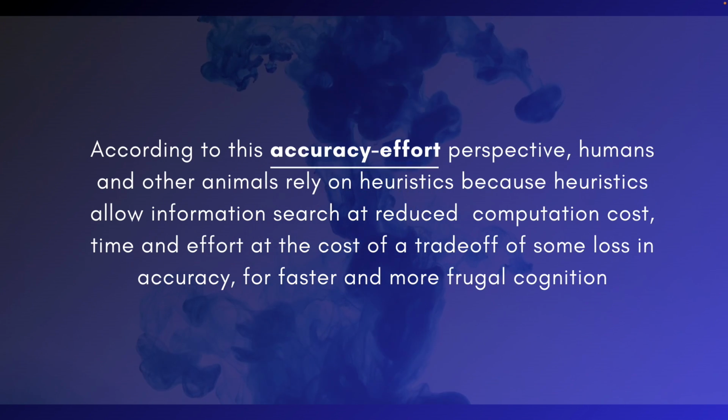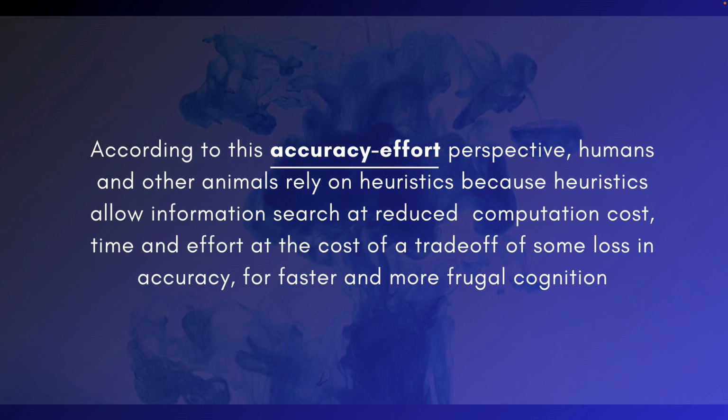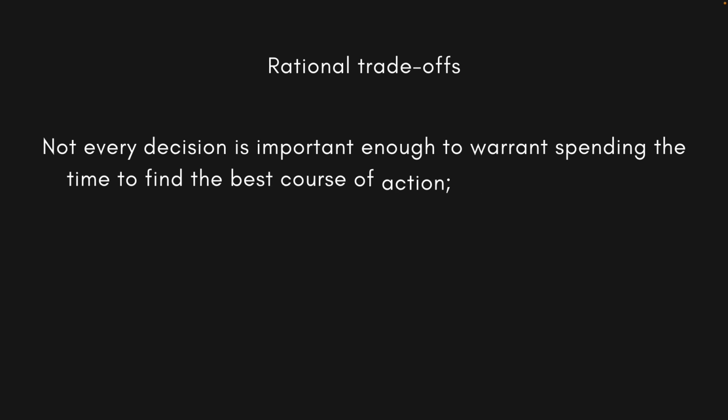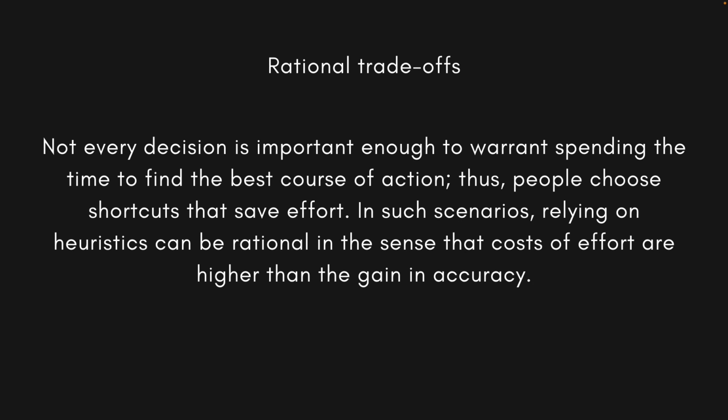Two interpretations of this trade-off have been proposed. The first one is referred to as the rational trade-off, and the second one is referred to as cognitive limitations. Rational trade-offs state that not every decision is important enough to warrant spending the time to find the best course of action. Thus, people choose shortcuts to save the effort. In such scenarios, relying on heuristics can be a more rational strategy in the sense that the costs of effort are higher than the gain in accuracy.